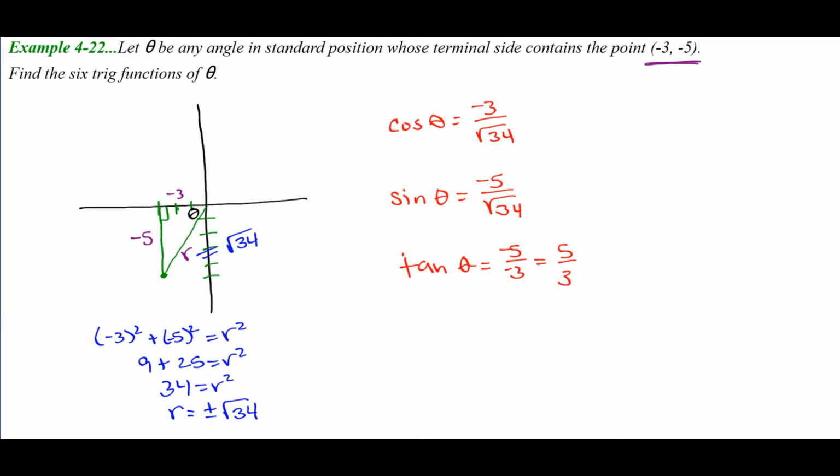So those are my trig functions, and then we need to do the reciprocal functions. Remember, the reciprocal of cosine is secant. So secant of theta is going to be -radical 34 over 3. Cosecant is the reciprocal of sine, so cosecant is going to be -radical 34 over 5. Cotangent is the reciprocal of tangent, so cotangent is going to be 3 over 5.